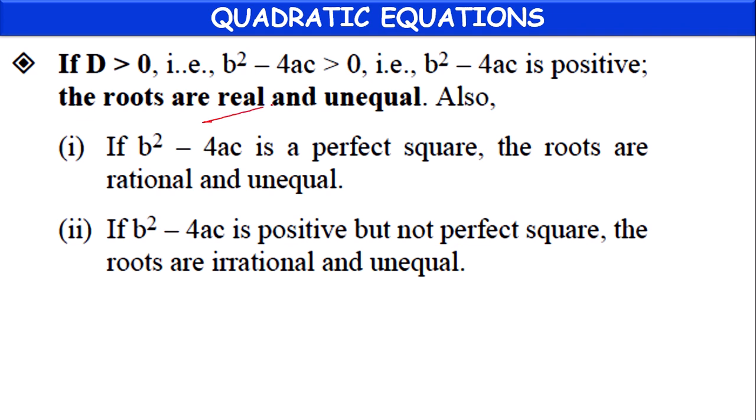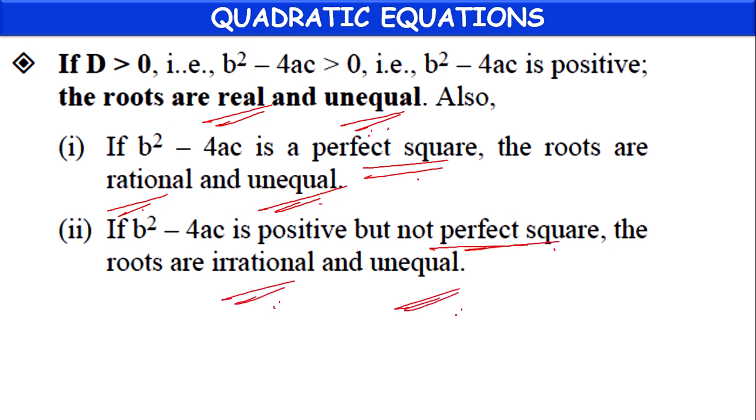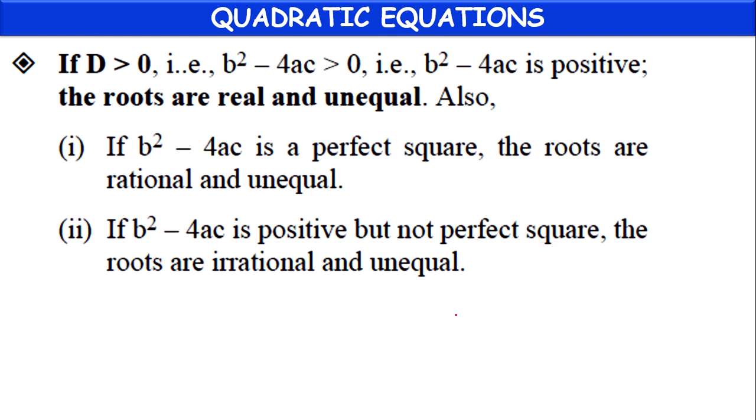On the whole, we can call them real and unequal, but particularly, if it is a perfect square, we can tell the nature of roots as rational and unequal. If they are not perfect square, then we can call them irrational and unequal. This is the first case, children. This is the first case depending on the discriminant value.